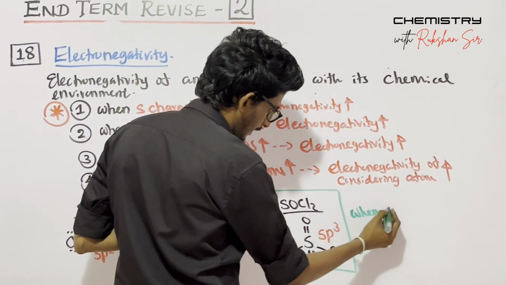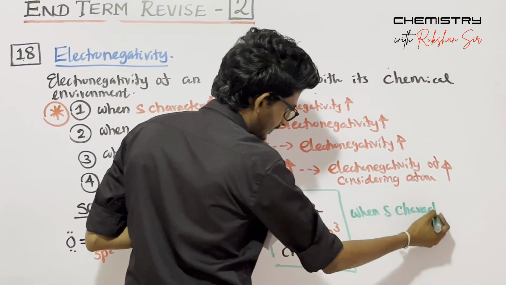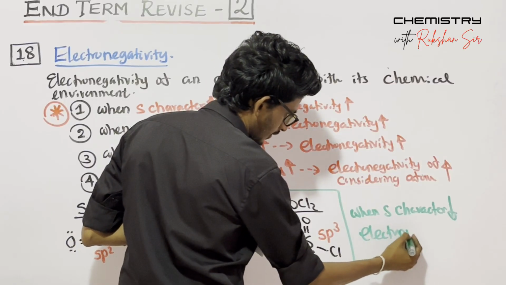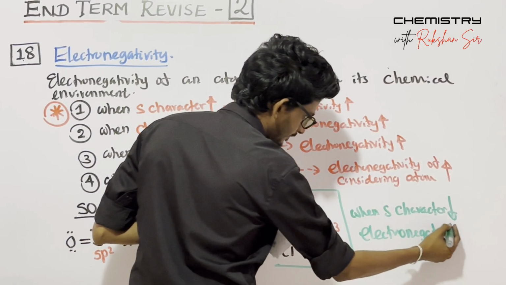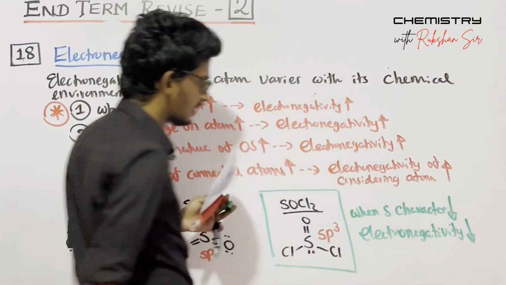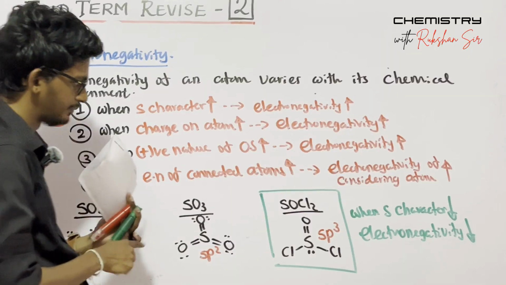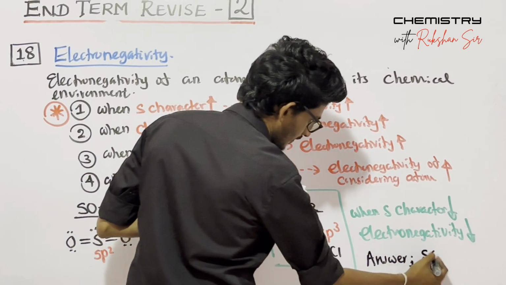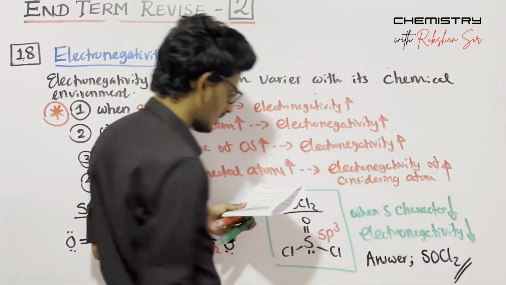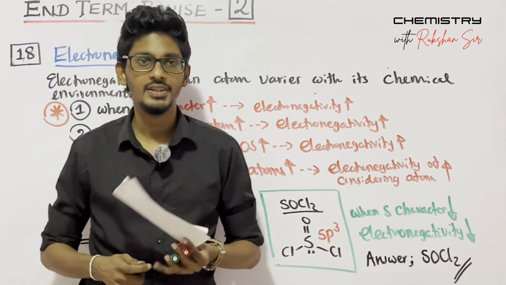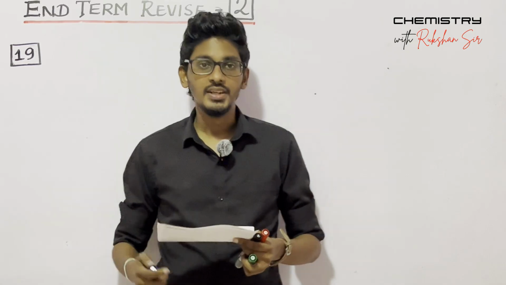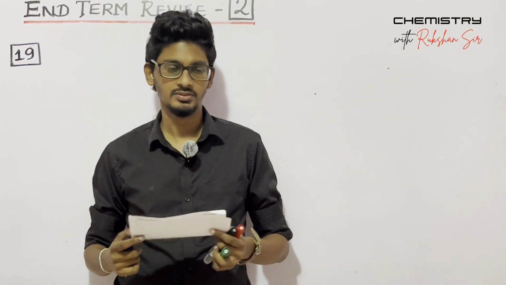When s character decreases, electronegativity decreases. So the answer is SOCl2. That is the review for question number 18. Let's discuss question number 19.